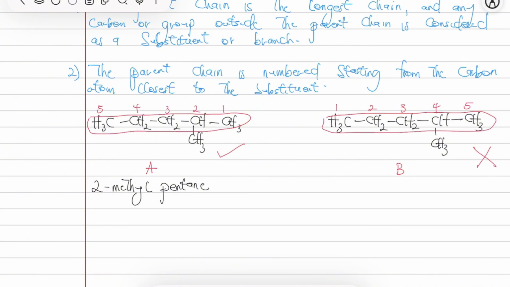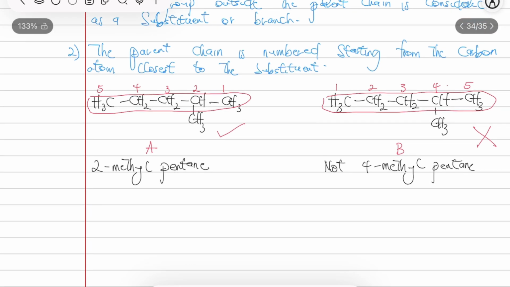That is 1, 2, 3, 4. Here now, they are the same compound but with different numberings. In this numbering, the numbering of A is correct because A gives the substituent position 2. The substituent is any chain outside the longest chain or any chain outside the parent chain. In A, the substituent has position 2, but in B, the substituent has position 4. Therefore, the correct name of this compound is 2-methylpentane and not 4-methylpentane.